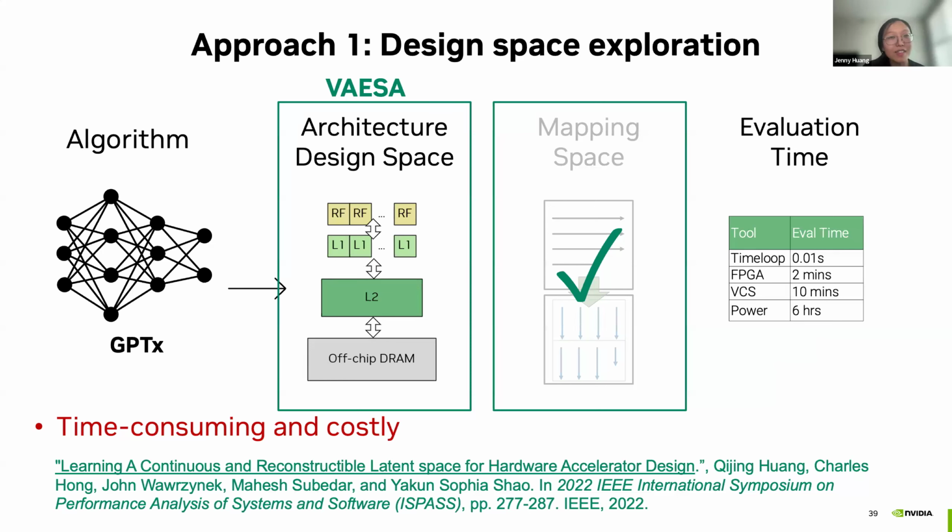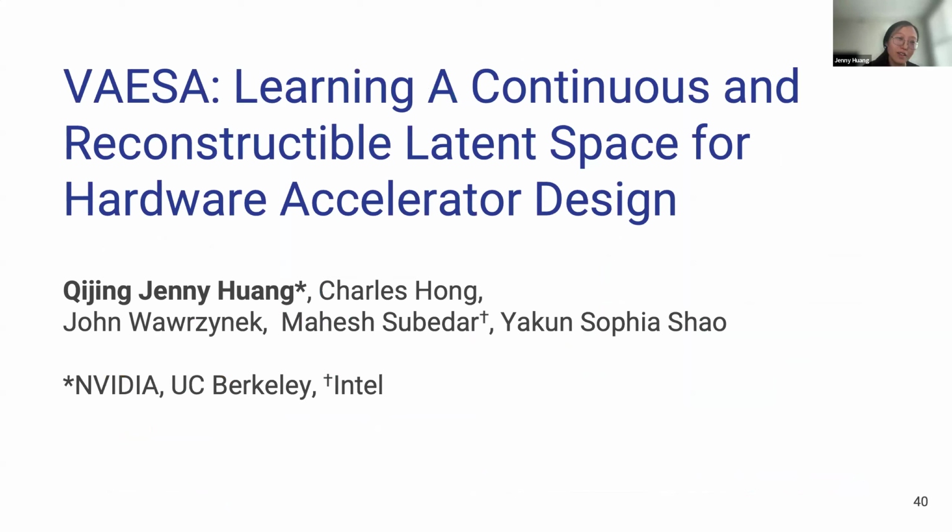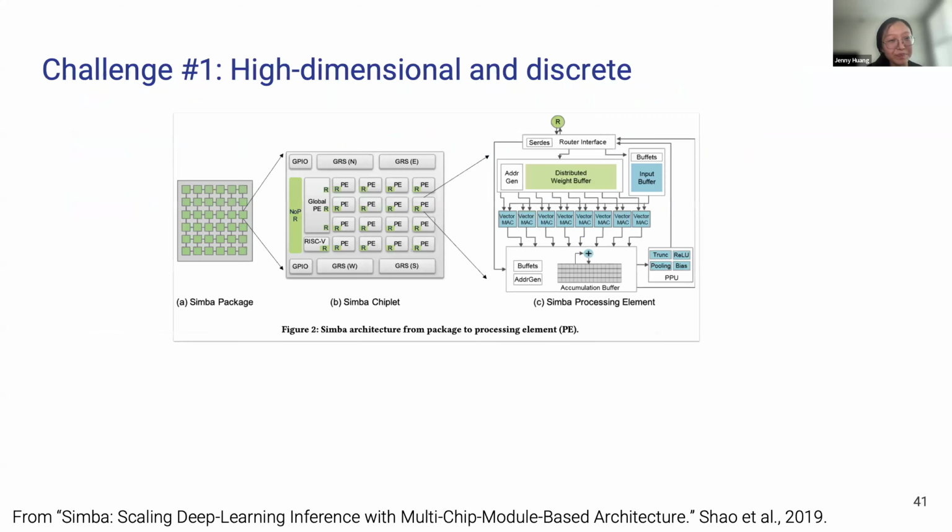Next, I'm going to talk about our work on reducing another space in design space exploration, which is the architecture design space. This time, we will use another technique, an ML-based technique, to transform the architecture design space and make it more friendly for the search algorithms to navigate. This is, again, work I've done at Berkeley together with my advisor and Sophia.